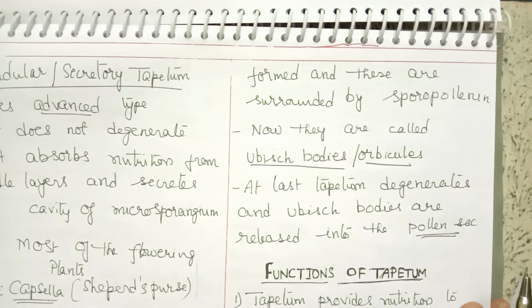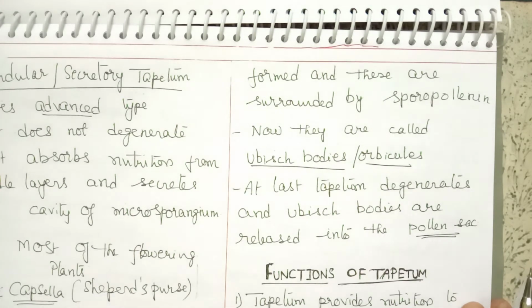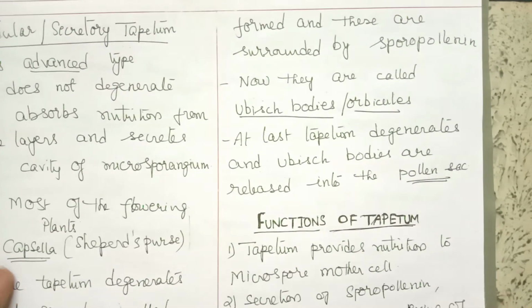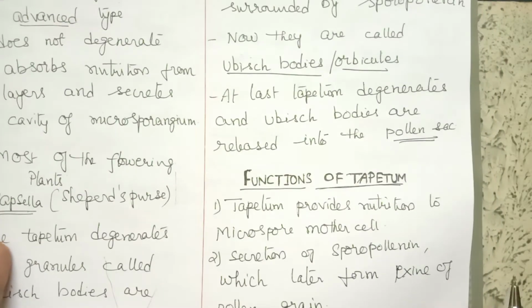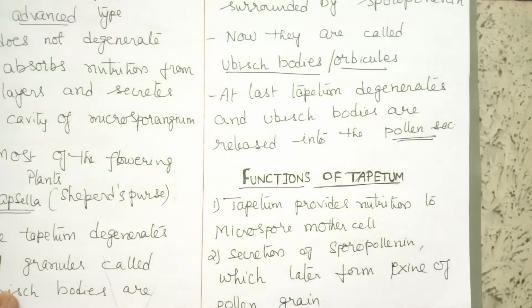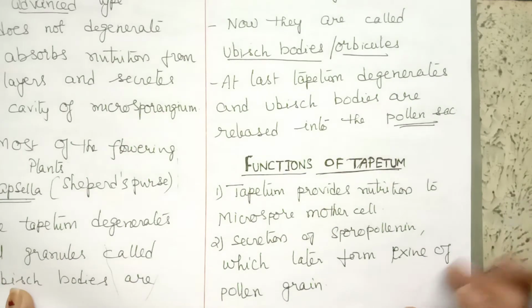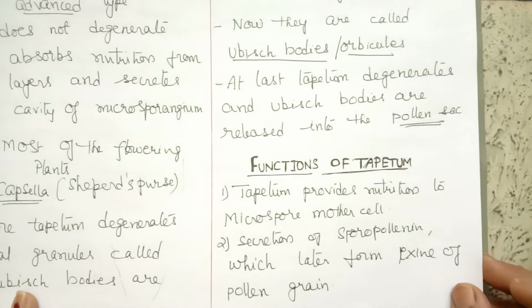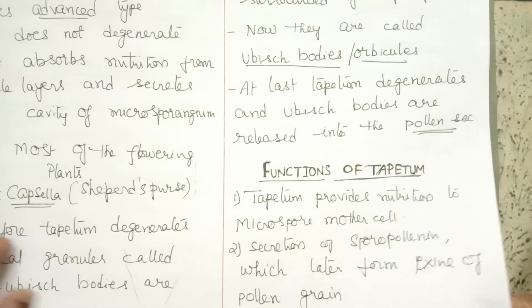That is how the tapetum helps in different ways. Now let us list down the functions of the tapetum. First and foremost, the tapetum provides nutrition to the microspore mother cell. That is the most important, primary function. Then, secretion of sporopollenin, which later forms the exine of the pollen grain. Exine is the outer layer of the pollen grain.